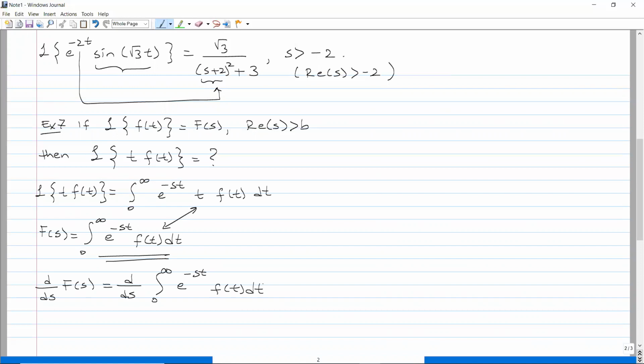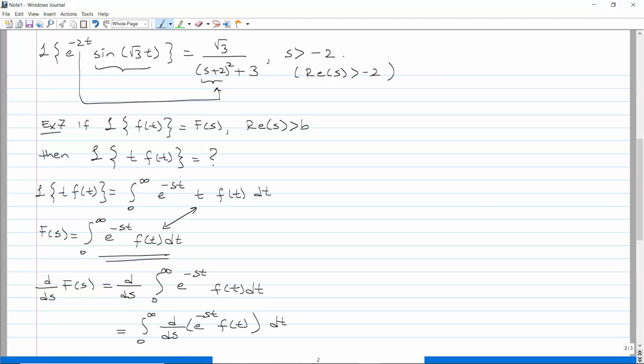Now, for the next step, how am I going to take the derivative of this integral? The integral is with respect to t, but the derivative is with respect to s. So since s and t are independent, this should be the integral of the derivative with respect to s. We should be able to interchange the integral and the derivative.